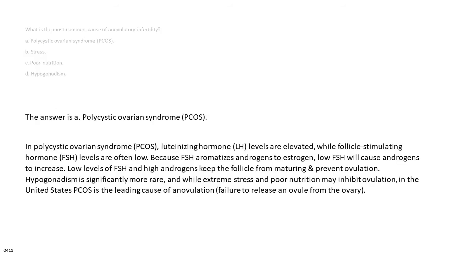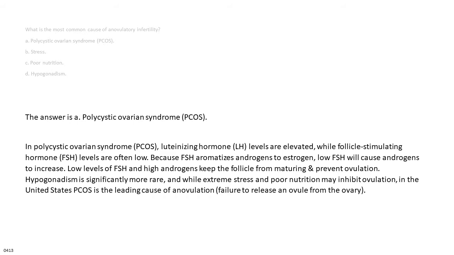The answer is A. Polycystic ovarian syndrome, PCOS. In polycystic ovarian syndrome, luteinizing hormone, LH, levels are elevated, while follicle-stimulating hormone, FSH, levels are often low. Because FSH aromatizes androgens to estrogen, low FSH will cause androgens to increase. Low levels of FSH and high androgens keep the follicle from maturing and prevent ovulation.